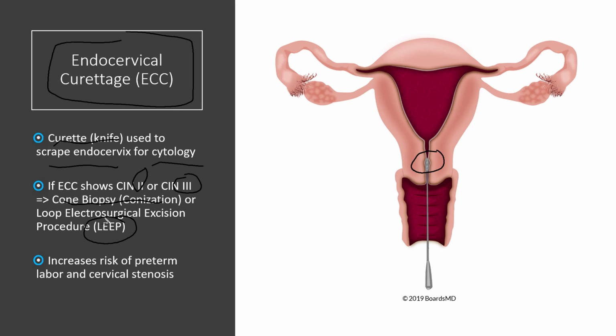However, it is worth re-emphasizing that when we perform an ECC, we increase the risk of preterm labor and cervical stenosis, and this really should not be surprising, as if we are applying this curette and scraping cells from the endocervix, then this can ultimately result in alteration of the cervical anatomy and ultimately preterm labor and stenosis of that cervical canal. And we discuss this in more detail in our modules on preterm labor.